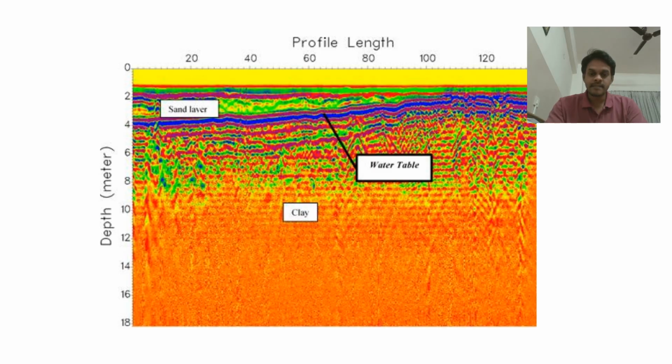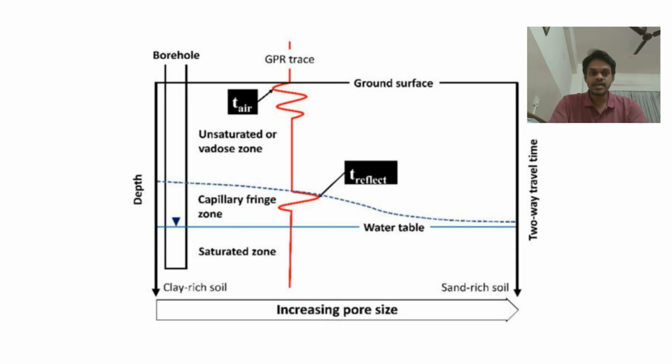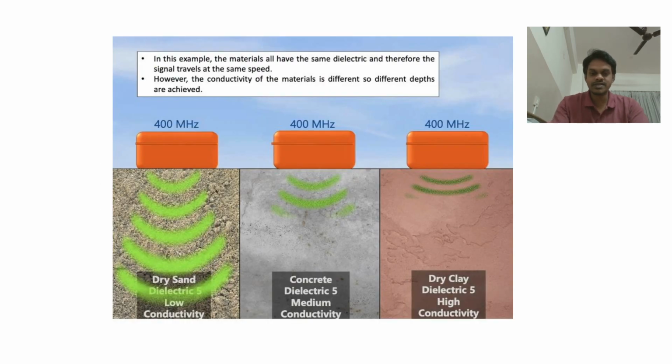So because of the clay and also the water content, the waves will lose energy. That means the penetration will be shallow, the reflection will be weak, and the image quality will be less. So if you go to this image again, for example, the velocity in sand or dry soil is 0.15 meters per nanosecond, and it generally gives you a depth of 7.5 meters, just for the example.